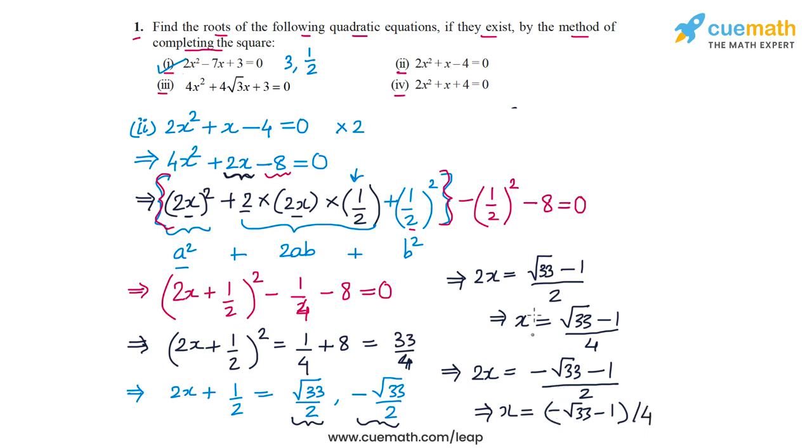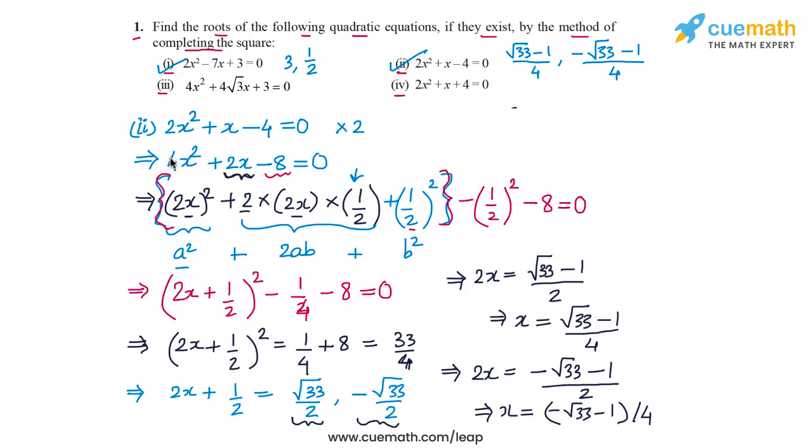So with this we have solved the second part. So the two roots, let's write them here. The first root is root 33 minus 1 by 4, the second root is minus root 33 minus 1 by 4. So these are the two roots of equation 2.